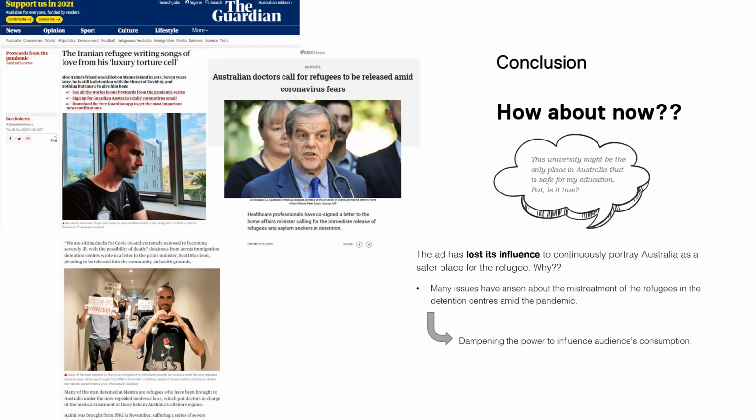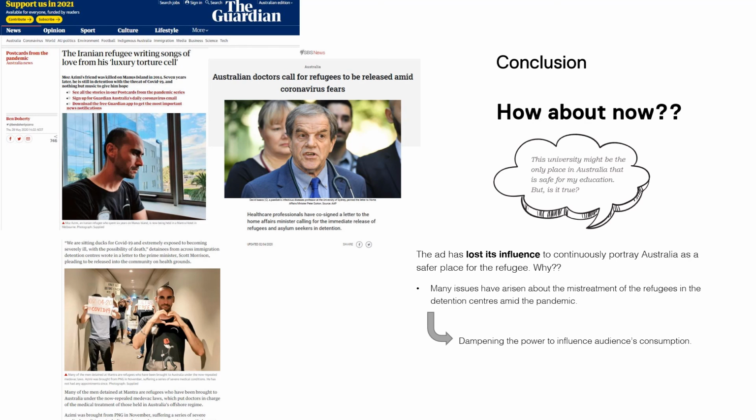However, the ad has lost its influence to continuously portray Australia as a safer place for refugees now, because too many issues have significantly revealed the mistreatment of refugees in the detention centers. So the ad is no longer persuasive. And obviously, the ad is not strong enough to wipe away the negative stigma of how the Ministry of Australia has mistreated refugees in the real world.